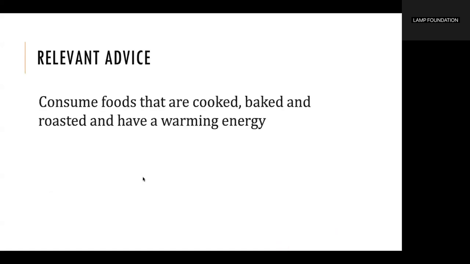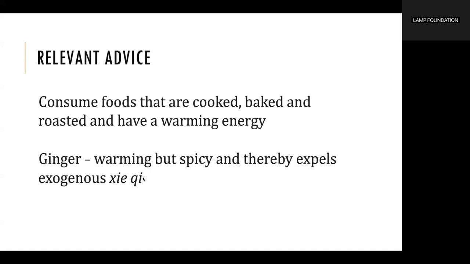They will benefit from consuming foods that are cooked, baked, and roasted and have a warming energy. Ginger will be particularly good as it is warming, but also spicy and thereby expels exogenous pathogenic qi. Keeping the abdomen warm and dry is also vital in this pattern of imbalance.